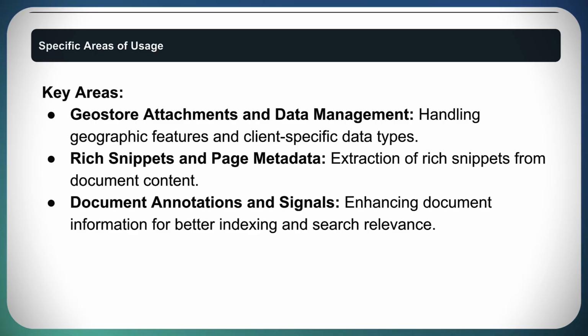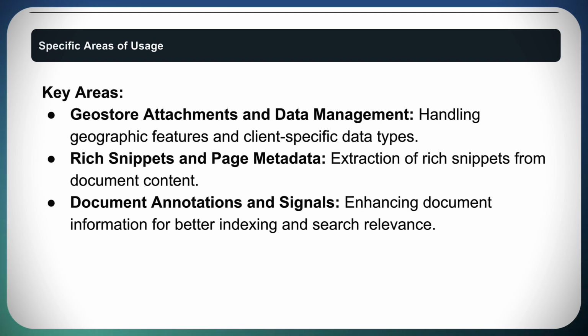So how does Google use structured data? That's what we want to understand first. Well, first thing it's doing is looking at GeoStore attachment data management. It's looking at how it handles different geographic features, understanding where the user is in the space and what that user is doing on their customer journey.